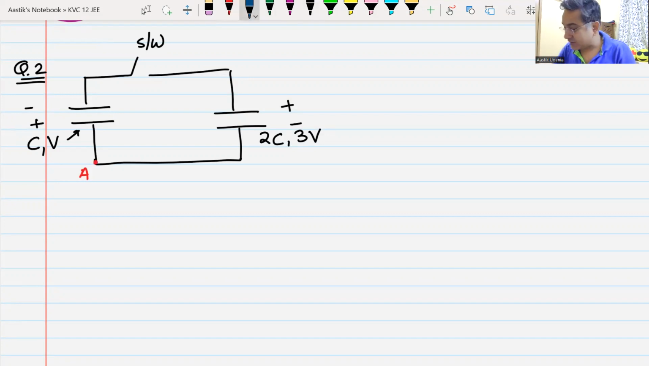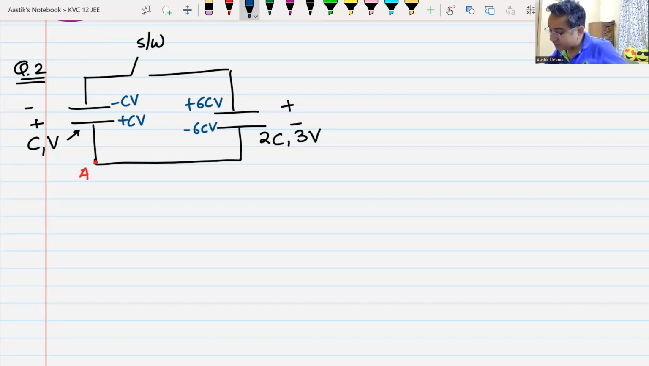But first of all, let us write what was the charge here initially. This plate has plus CV, this plate has minus CV initially. This plate has plus 6 CV and this plate has minus 6 CV. Do we understand this? Yes or no? So I now just take this out so that I get some space to work around. I don't know what are the charges.